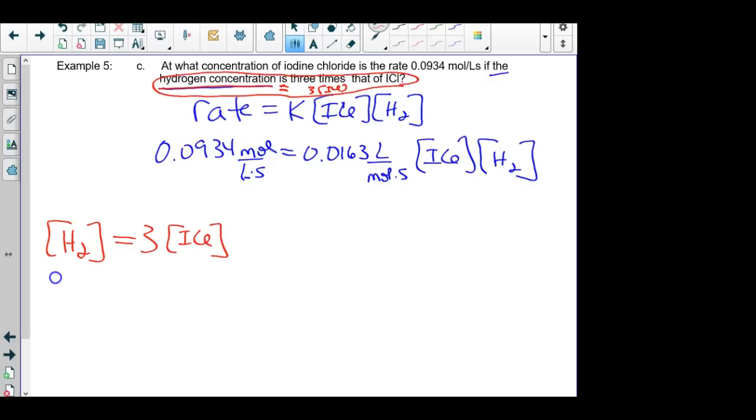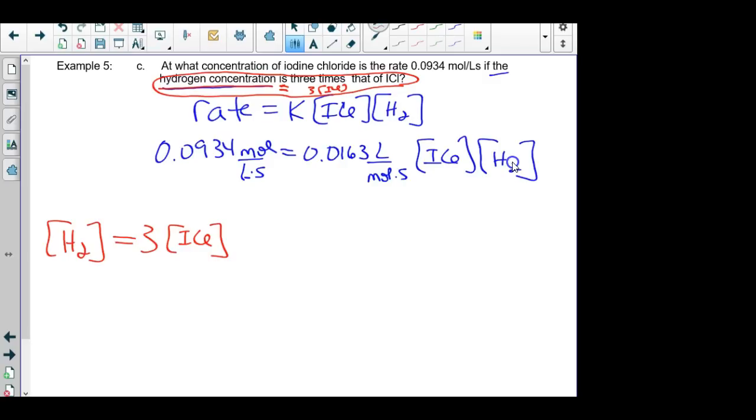All right, we are solving for iodine chloride, so we're going to substitute in to only have iodine chloride as our unknown. Where I see H2, instead of putting H2, I'm going to put what H2 equals. Instead of leaving 2 unknowns, I can substitute in what we know H2 to be equal to. H2 we know is equal to 3 ICl, so we're going to plug that in right here.